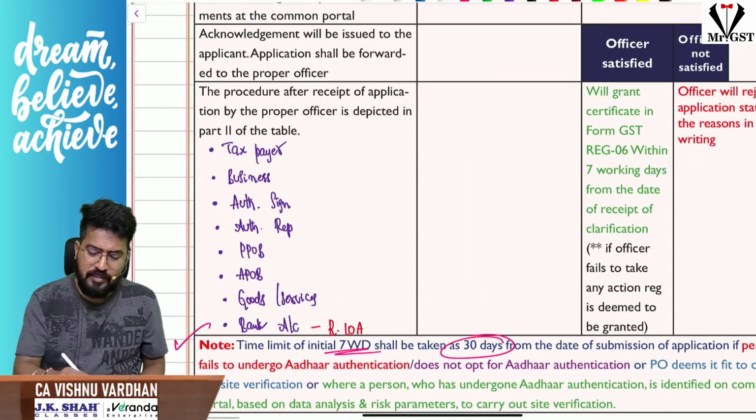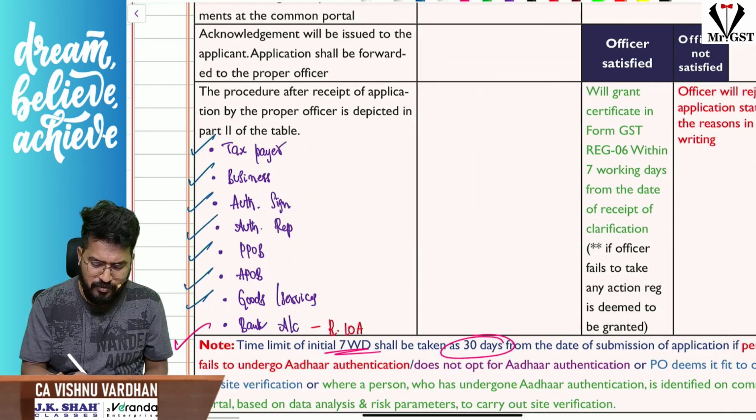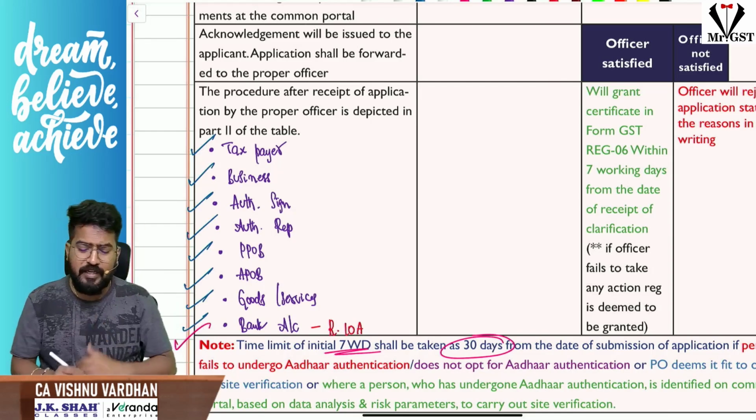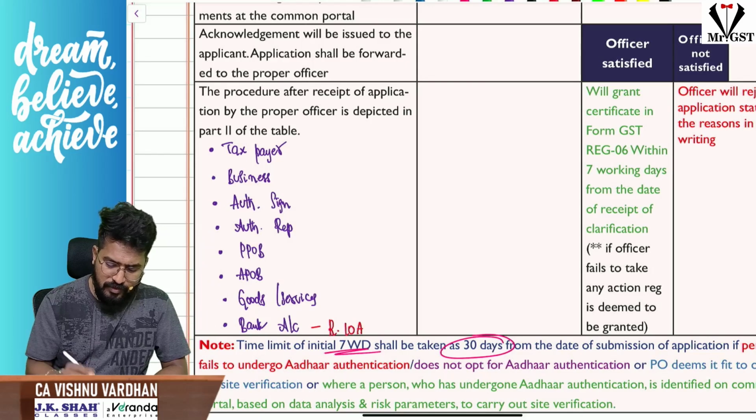So as I was telling, sir, taxpayer details we will be giving, business details, authorized signatory, authorized representative, principal place of business, additional place of business, goods and services, bank account, like this, all details you will be giving in the application. Okay, so now after giving all those details, you will submit the application.